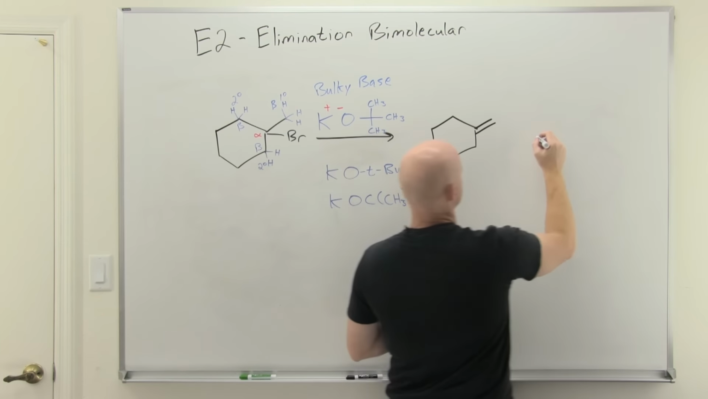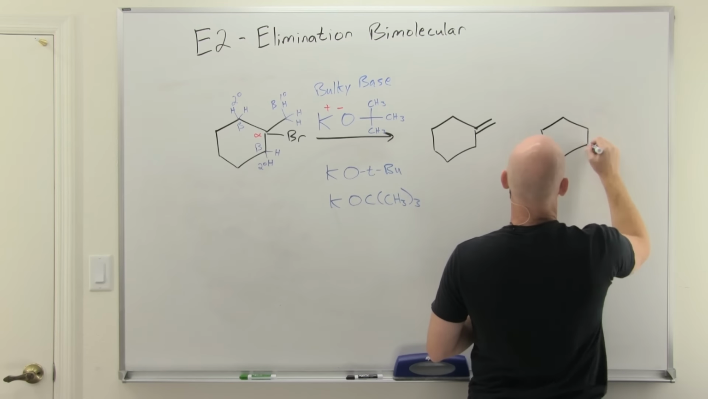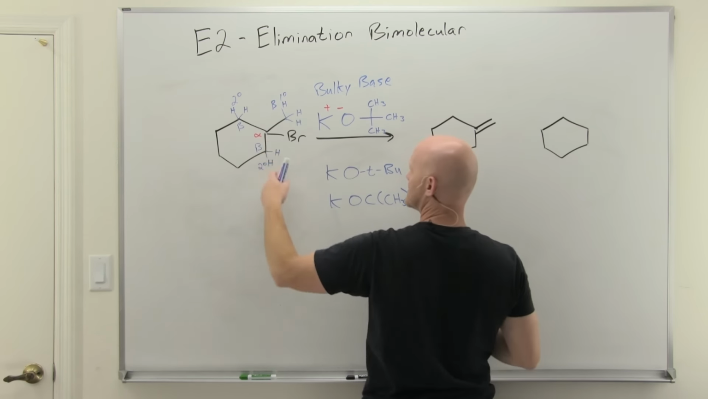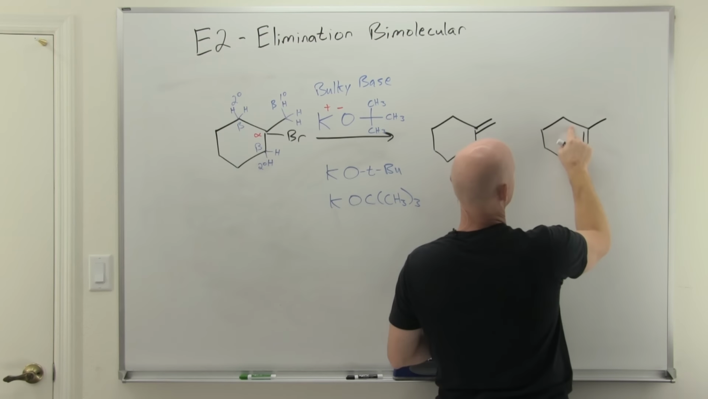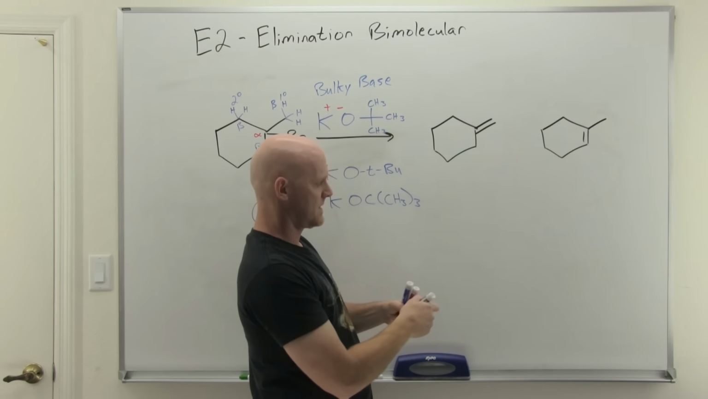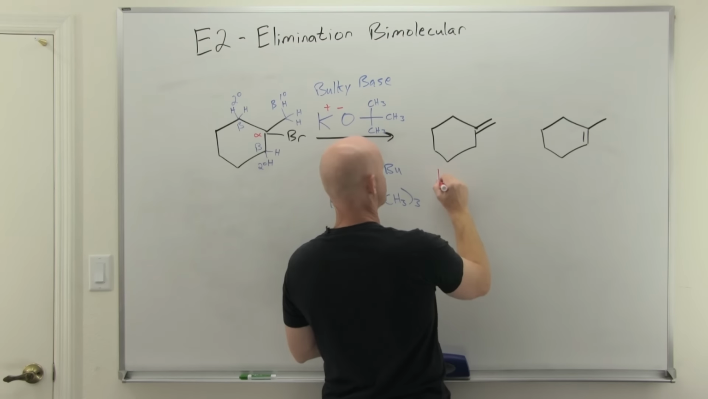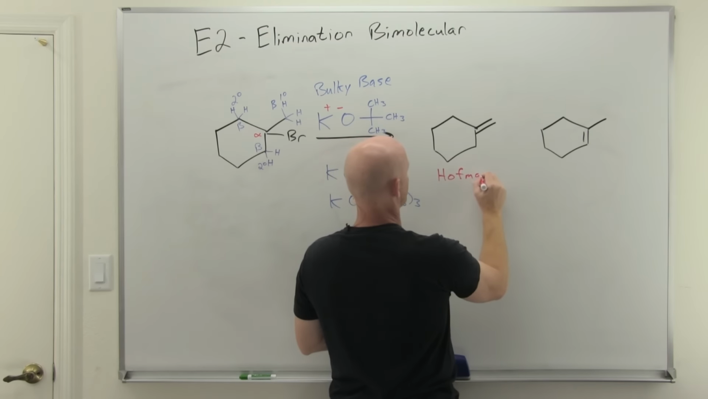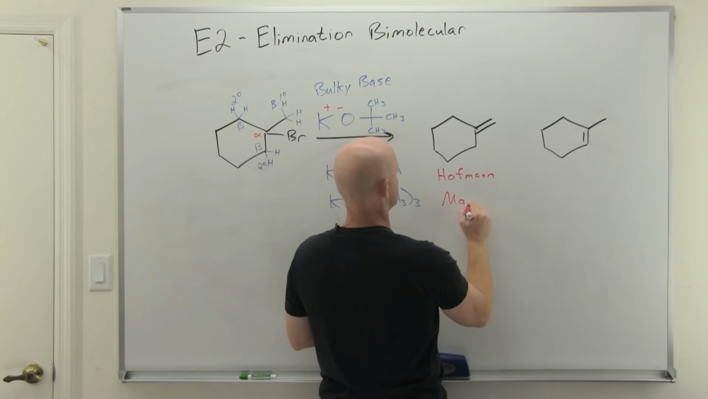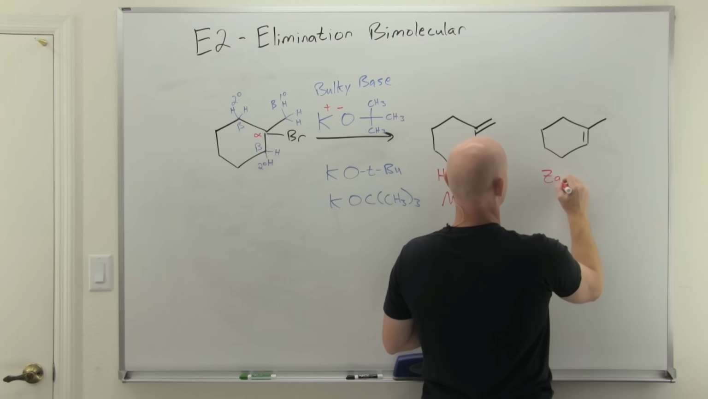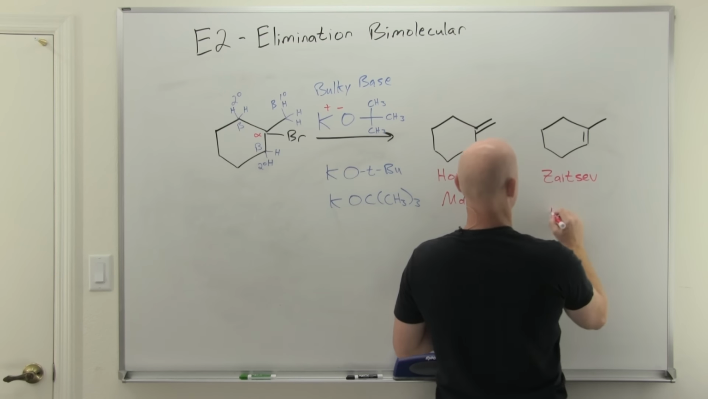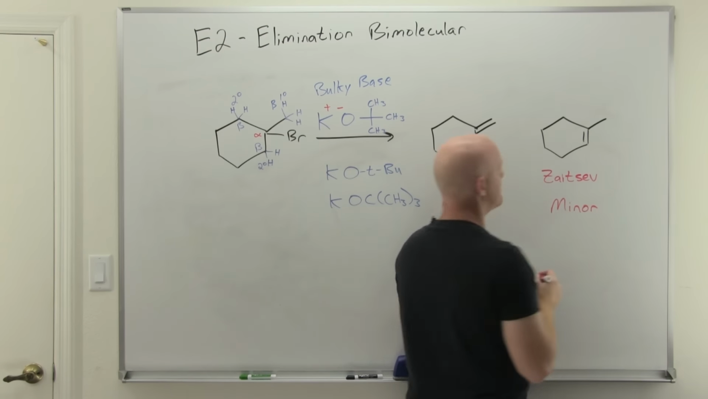So rather than following Zaitsev's rule and using either one of these secondaries, and it turns out due to symmetry, they're equivalent. So whether you form the alkene here or here, it's exactly the same thing. So we call the one on the left the Hofmann product, or the anti-Zaitsev product. And in this case, that's going to be the major product now. We'll call the one on the right still the Zaitsev product. But this time around, it's going to be the minor product.